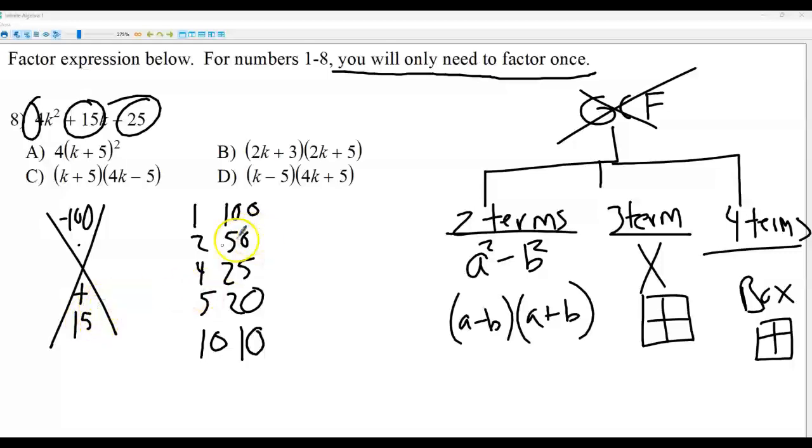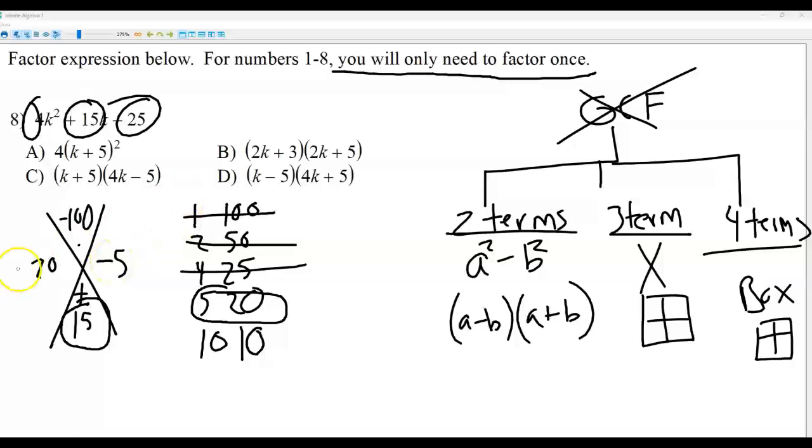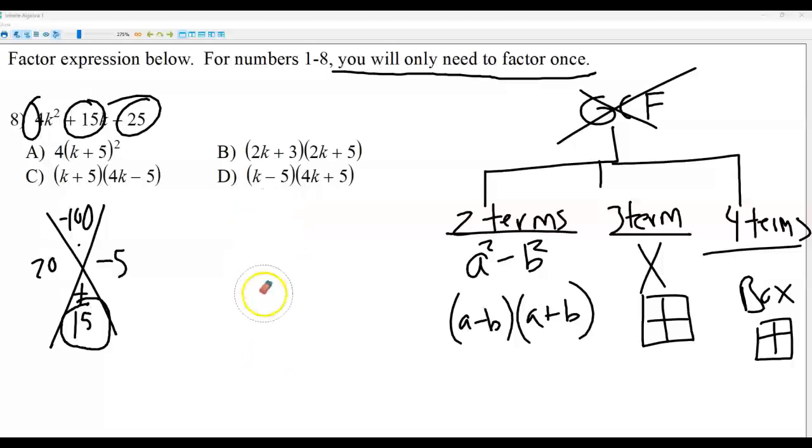Now we want to figure out which one of these pairs can also add or subtract to make 15. There's no way you can add or subtract 1 and 100 to get 15. How about 2 and 50? Nope. 4 and 25? Nope, not quite. 5 and 20 can give you 15 though, if you make the 5 a negative. That way, 20 plus a negative 5 makes 15, and also 20 times a negative 5 makes a negative 100. So we found the number pairs that work. Now we do our box.